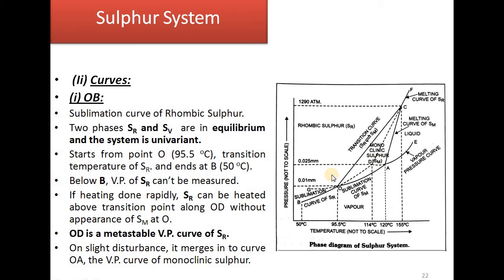So OD is a what? It is a metastable vapor pressure curve of rhombic sulfur. On slight disturbance, this curve will merge into the curve OA, which is the vapor pressure curve of monoclinic sulfur.